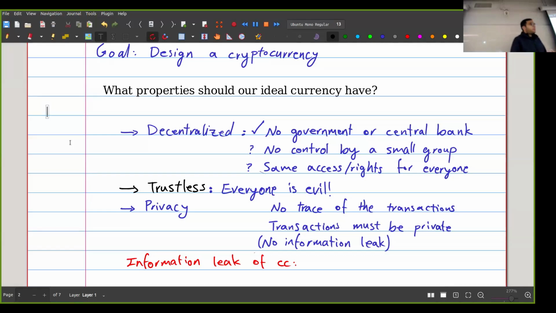But that's not all the control that they have. Of course, they have all sorts of other mechanisms as well. They get to decide the interest rates. They get to do a lot of things that other people cannot do. So the simplest definition of decentralization is that I don't want to have a government. I don't want to have a central bank.